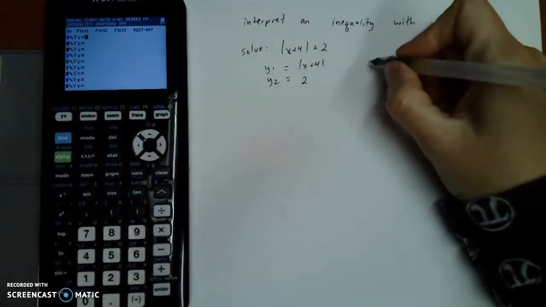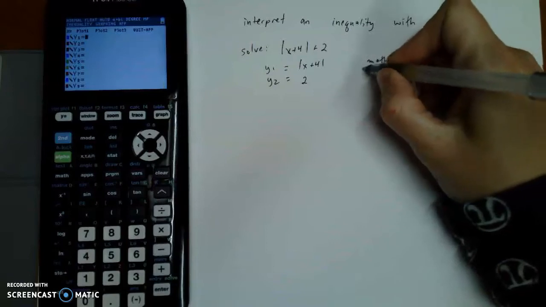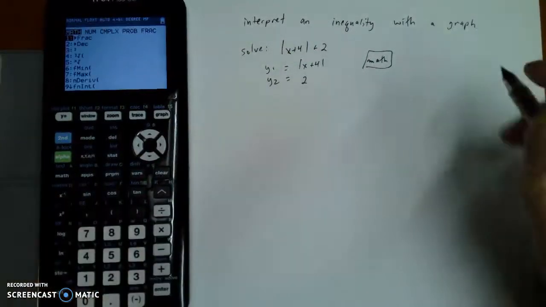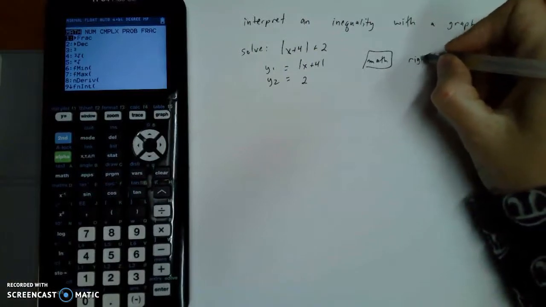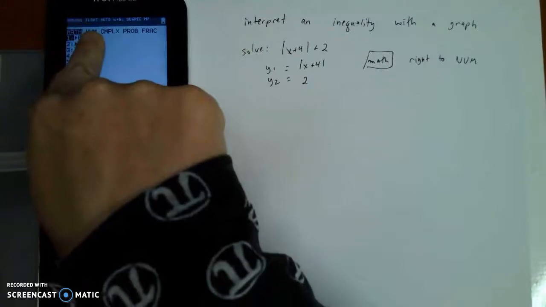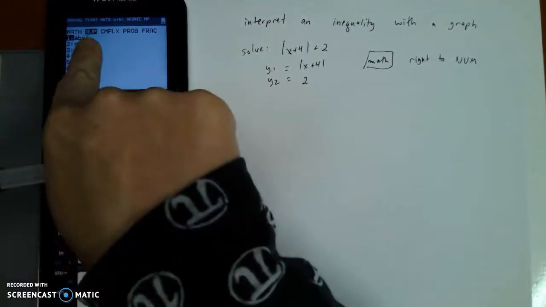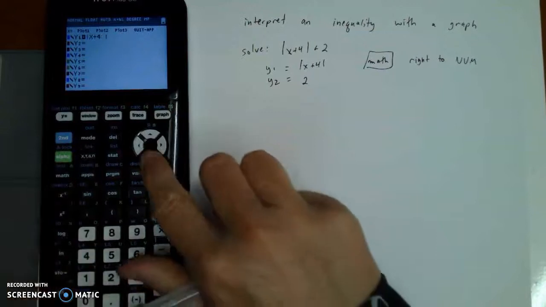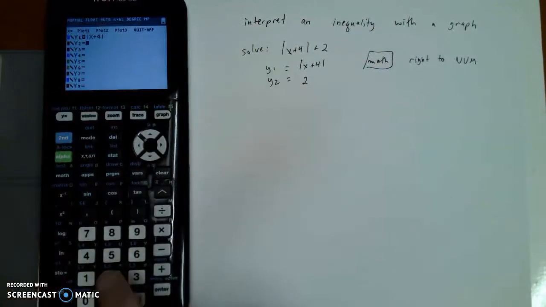Now again, to get that absolute value, I've got to go to the math menu, the good old math menu over here, and I am then going to have to go right to the num submenu over here, and it is that very first option, ABS. I have another video about typing in those absolute value problems if you're having problems. So let's type in x plus 4, and then my second line is just y equals 2.